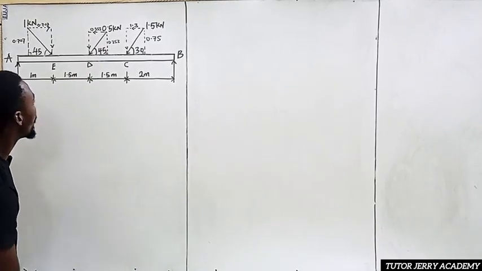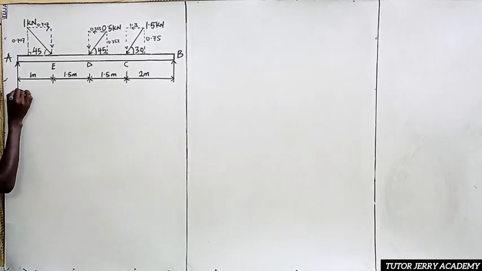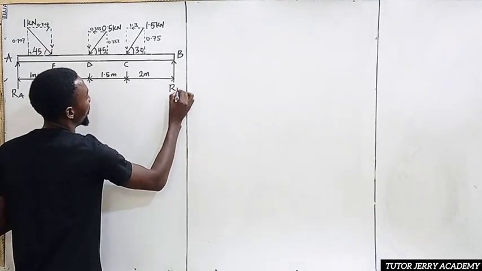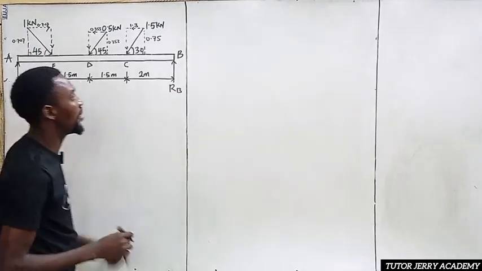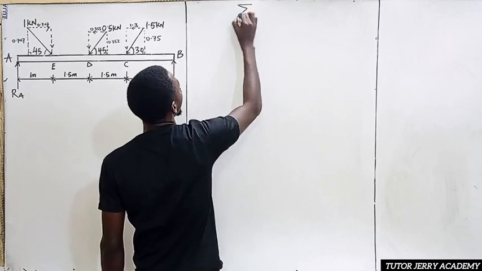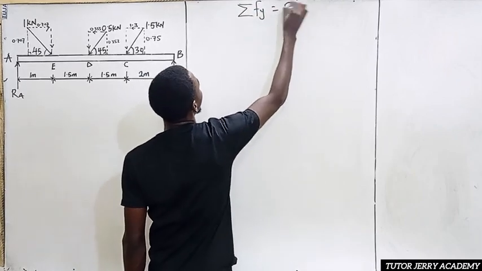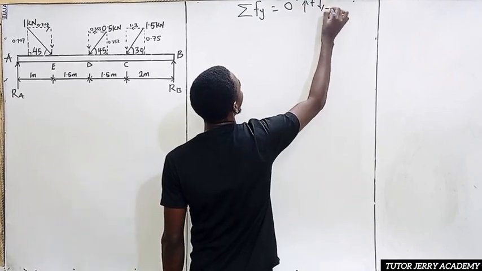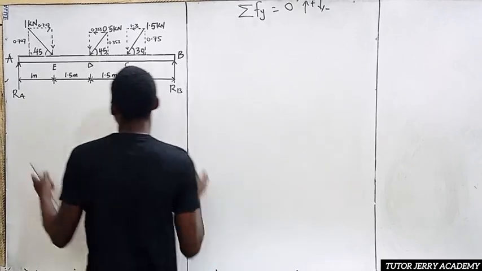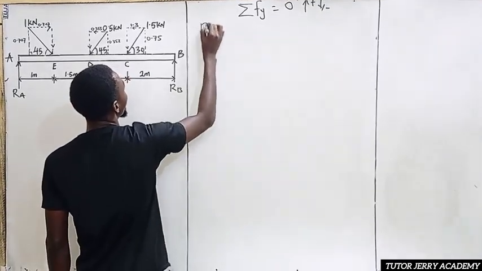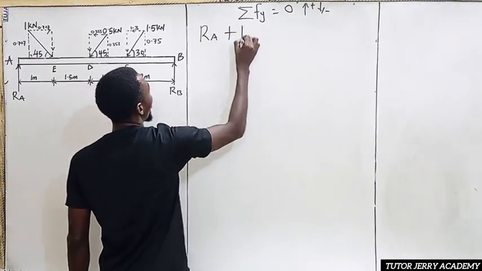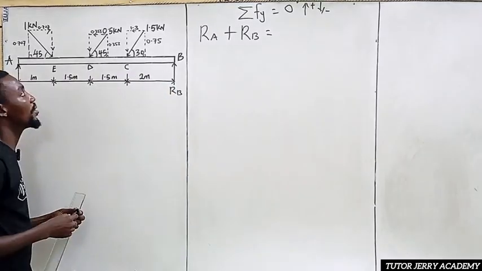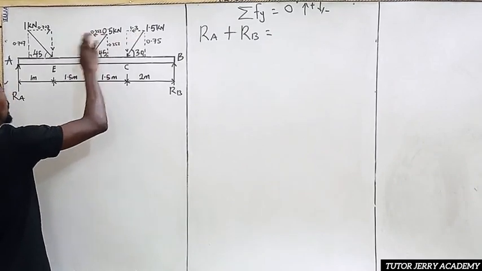All right, so now we can start with our reaction at A and the reaction at B. Let's move on. We can start with the summation of forces in our y direction equals 0. Here we'll be taking upward force positive, downward force negative. So the sum of upward forces is equal to the sum of downward forces. Our downward forces are 1, 2, and 3.